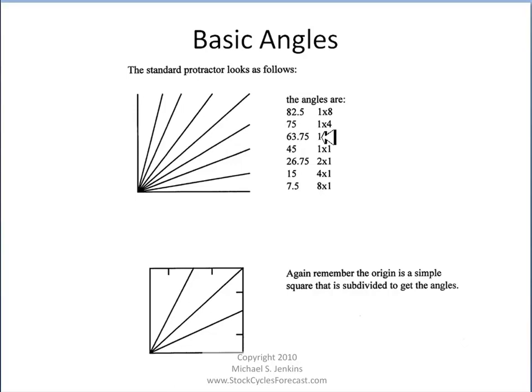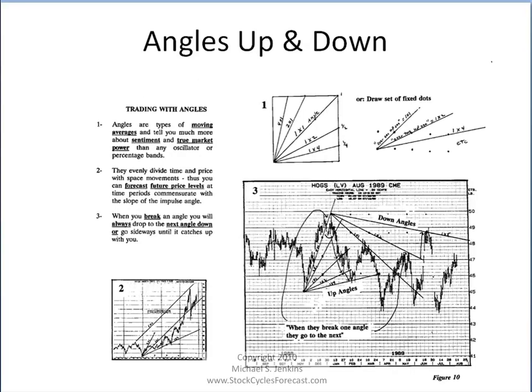Some call it a 2 by 1. It depends on which is your time unit and which is your price. The time unit might be over 1 unit and up 2, so you might call it 1 by 2. Or if you're referring to the price increment, you could call it a 2 by 1, up 2 units of price and over 1 unit of time. So it doesn't matter if you call it a 1 by 2 or 2 by 1. Just know if it's above the 45, these are the angles on the upside, these are the angles on the downside, and those are the things we'll use most often.